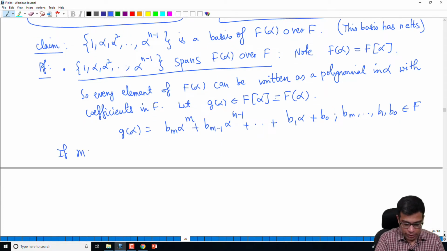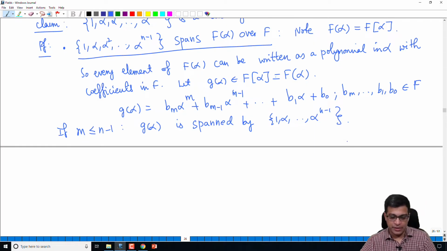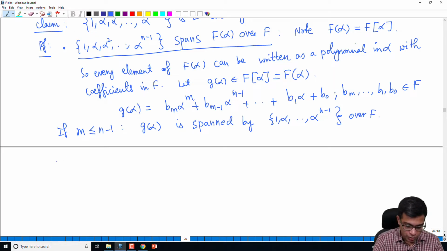If m is less than or equal to n minus 1, g(alpha) is spanned by the set we are trying to show is a basis, because all the exponents of alpha here are less than or equal to n minus 1. The coefficients are over F. So this is spanned by this set over F. But of course m could be greater than n minus 1. We have to also deal with this.